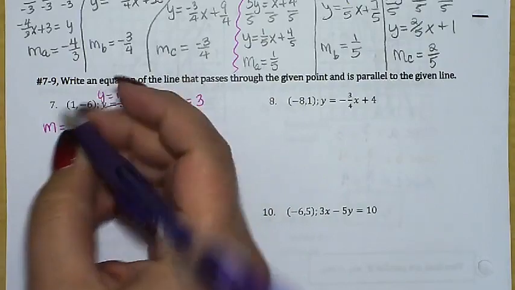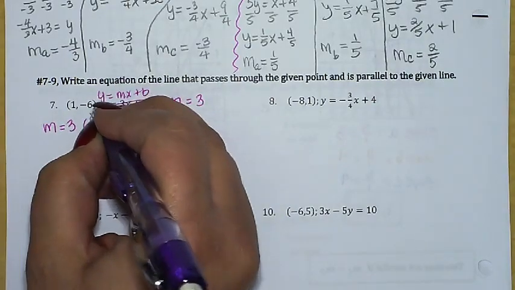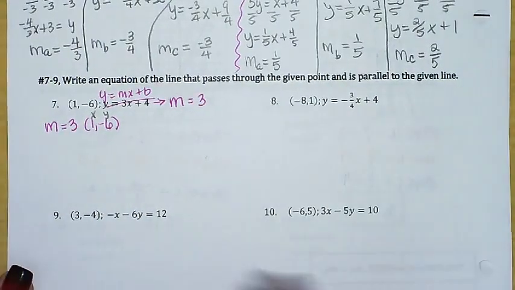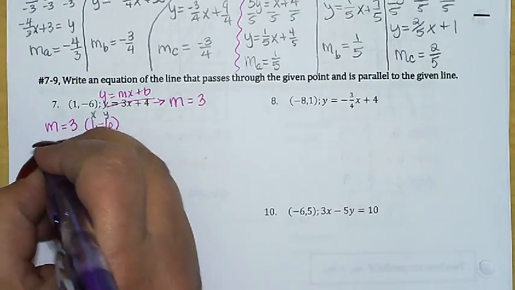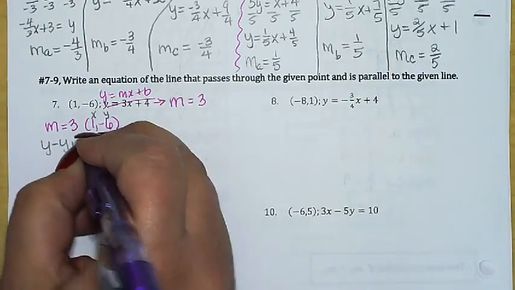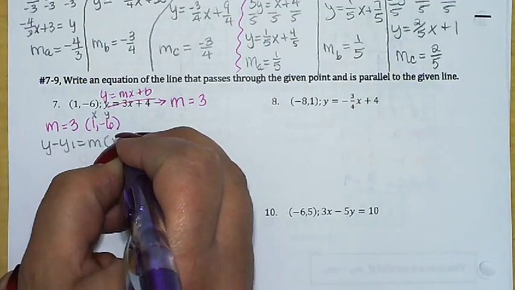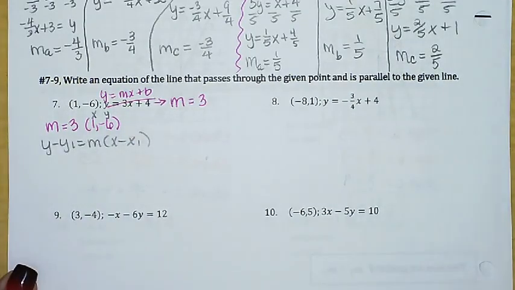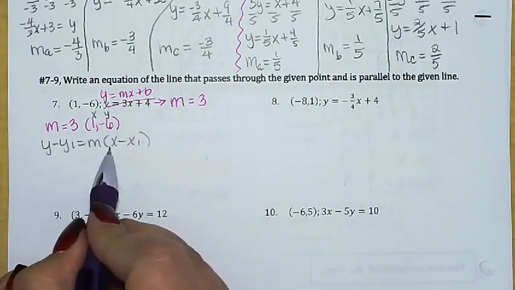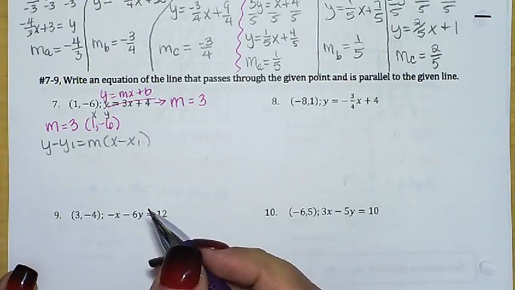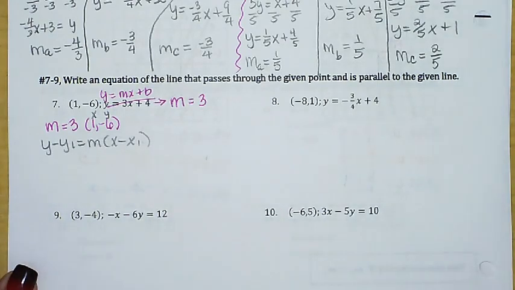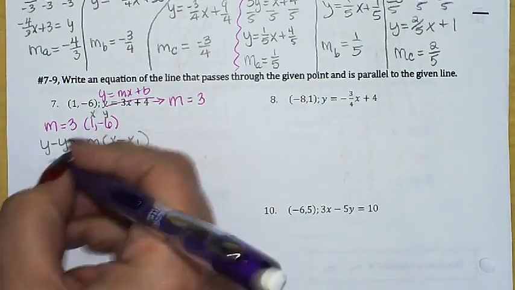So since I have the slope and a point that we want to make sure is on our line, we can jump into point slope. Just a quick review here: this is point slope, and I can insert our numbers where they go and then rewrite it in slope intercept, which is how we really like to see it. So let's go ahead and do that.